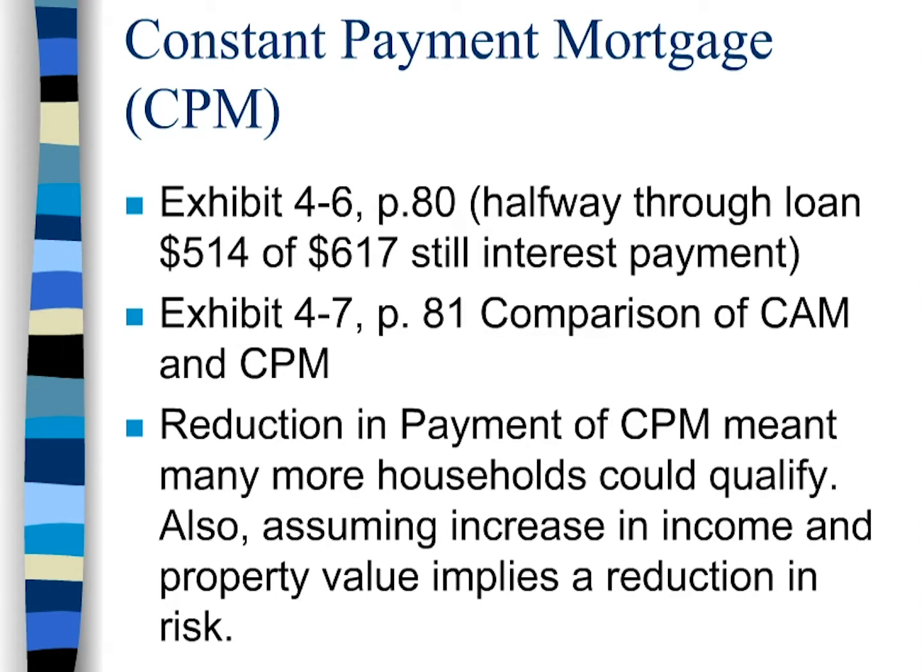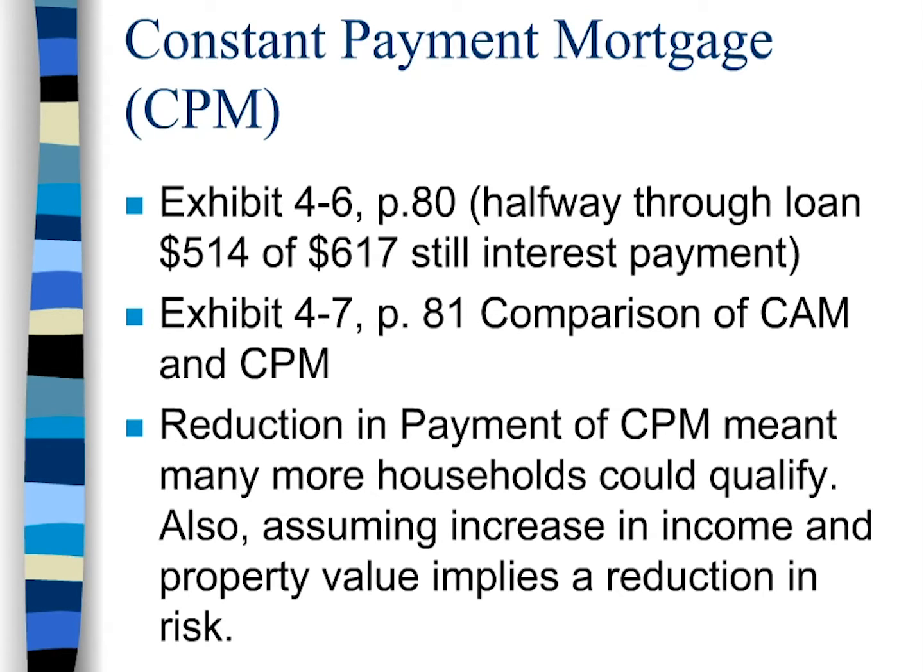Just to look at another couple of comparisons of the constant payment mortgage. On page 80 in Exhibit 4.6, you'll notice that halfway through the CAM, the payment is $516. But again, obviously, with the constant payment mortgage, you're still at the $617. The other thing, the way to look at it, and the key thing here is looking at Exhibit 4.7.